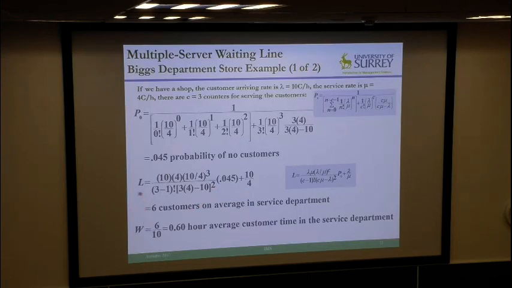Once we get L as 6 customers on average in the whole system, we can calculate W, the total time we spend in the whole system. We use the same equation: L equals lambda times W, so W equals L divided by lambda. Lambda is 10 and L is 6, so 6 divided by 10 gives 0.6 hours on average for one customer to stay in the whole system, including waiting in the queue and being served at the counter.